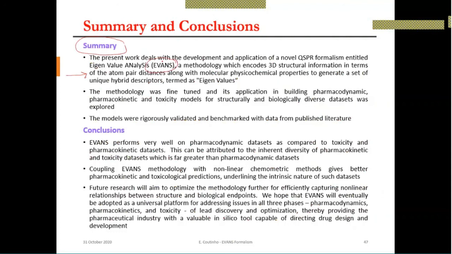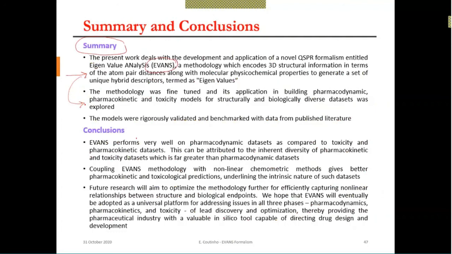This prepares a hybrid sort of descriptors that is a composite of both distances as well as physicochemical properties, and these eigenvalues, which encode both structure and physicochemical properties, were then used in order to model endpoints like pharmacokinetics, pharmacodynamics, and toxicity.